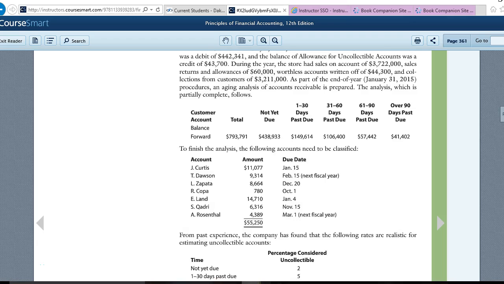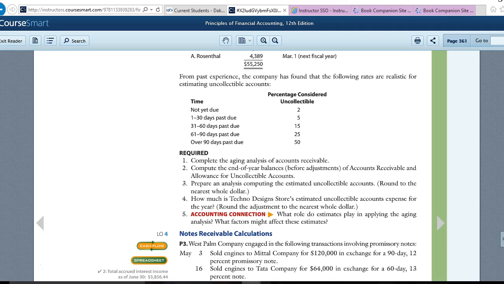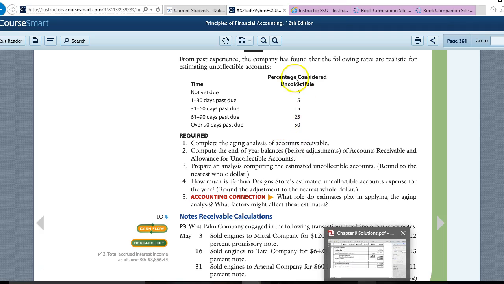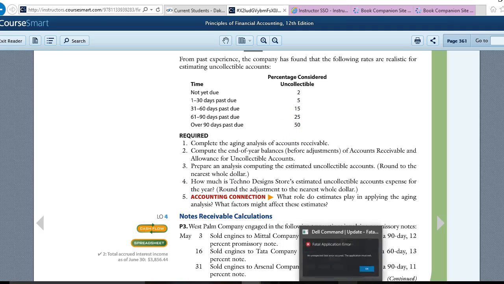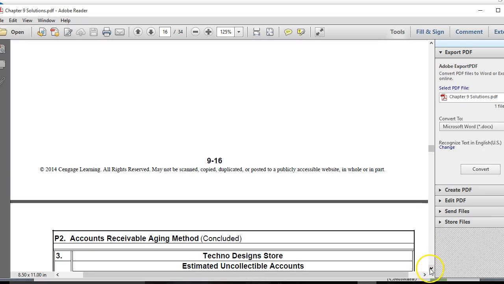Then we need to prepare an analysis computing the estimated uncollectible accounts. It gives us our percentages here. 2% of those not yet due are going to be uncollectible. 1 to 30 days, 5%. 31 to 60, 15%. 61 to 90, 25%. Over 90, 50%.